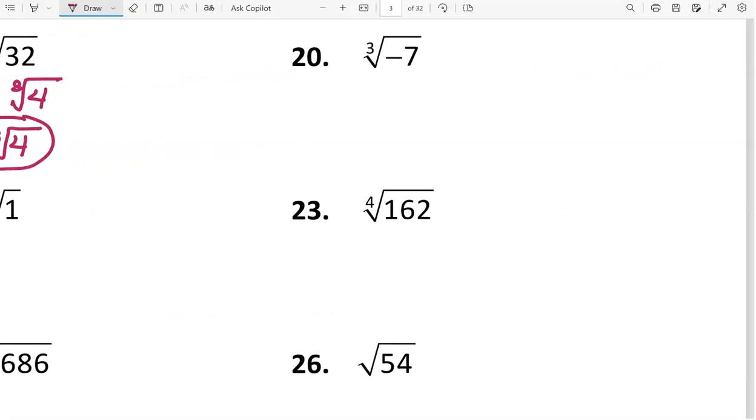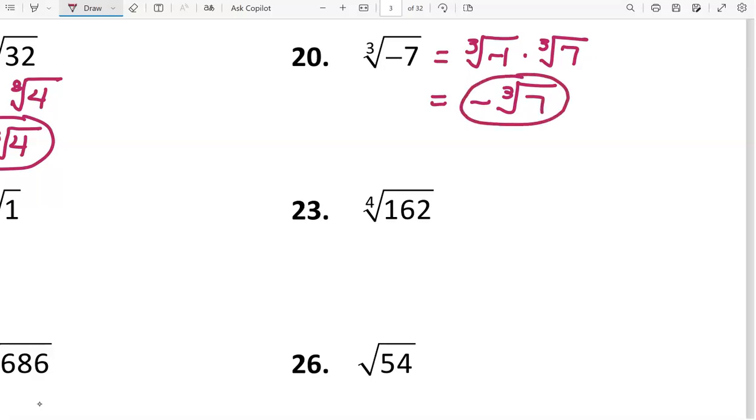In number 20, we have the cube root of negative 7. Now, to be in simplest form, a radical should never contain a negative number. This is a real number, so it just needs to be simplified by factoring out the cube root of negative 1. So this is the cube root of negative 1 times the cube root of 7, which is negative 1 times the cube root of 7. And of course, we don't need a coefficient of 1, so we'll just express it as negative cube root of 7.